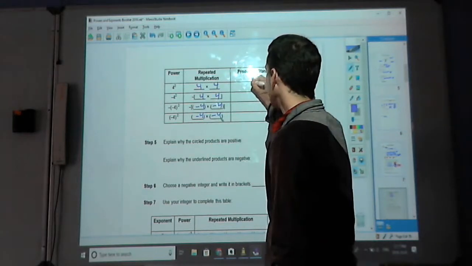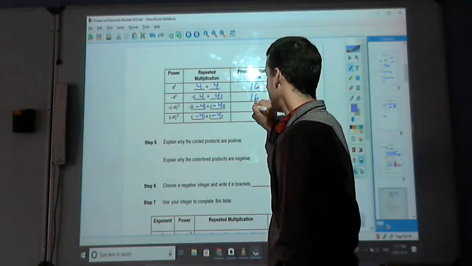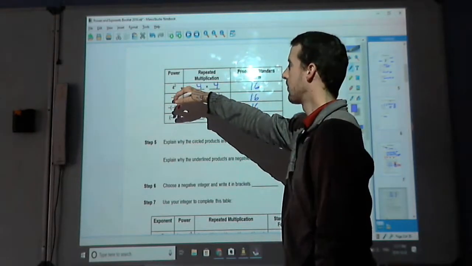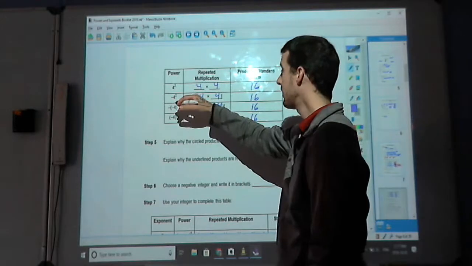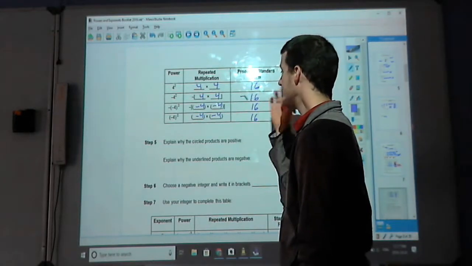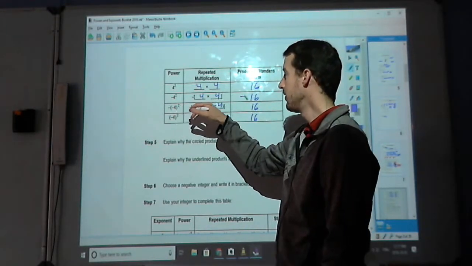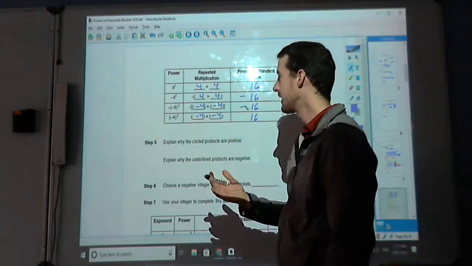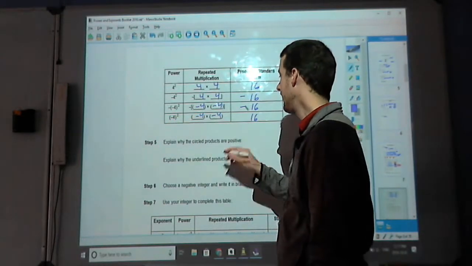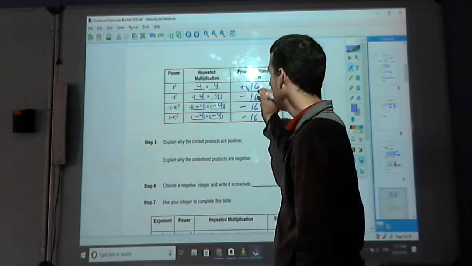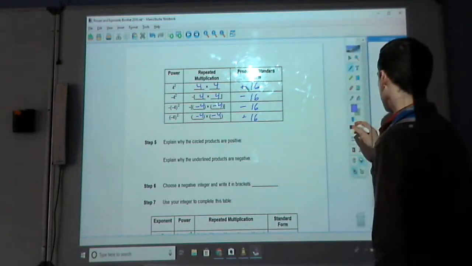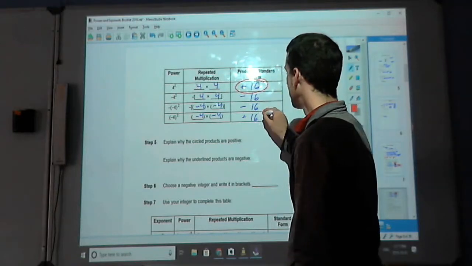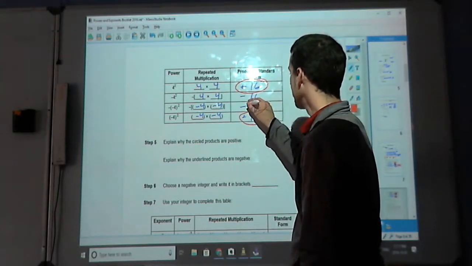So 4 times 4, 16, 16, 16, 16, right? The number doesn't change. The positive and negative signs do though. Here we have the negative outside. Here we have 2 negatives which make a positive, but an extra negative outside, so this one would be negative. Over here we have a negative times a negative, which is a positive. Same thing. We're going to circle our positive answers, underline our negatives.